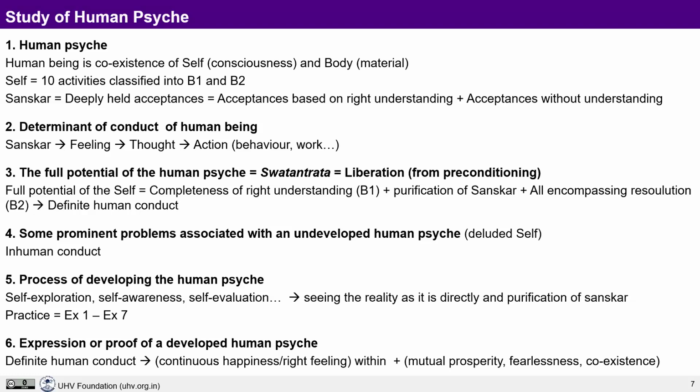Then, expression of proof of developed human psyche. So how does definite human conduct lead to the fulfillment of the human goal? That is right understanding and right feeling, leading to happiness in every individual, and then prosperity in every family, fearlessness in society, and persistence in nature. So that would be the expression of the developed human psyche, so that it goes up to undivided society and universal human order, and finally leading to human tradition.